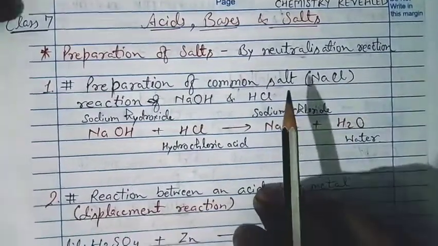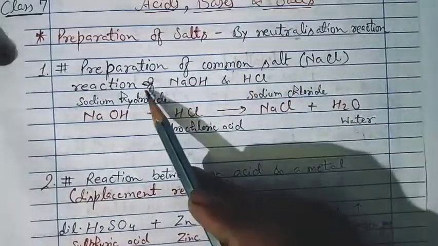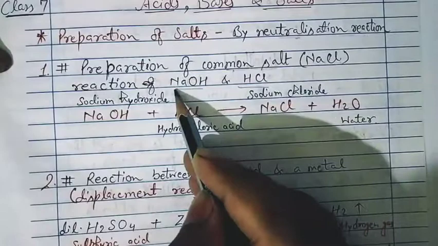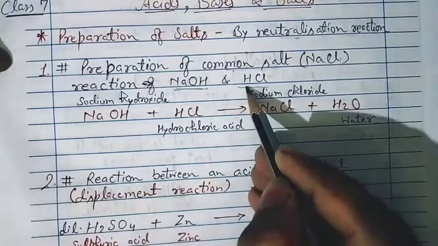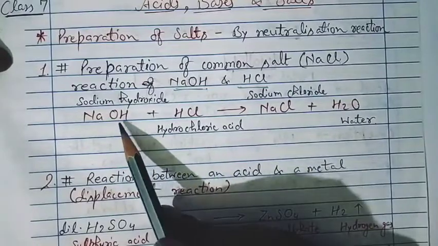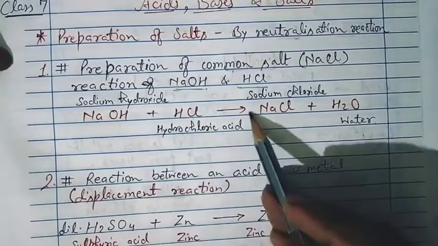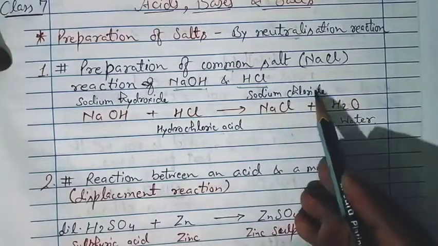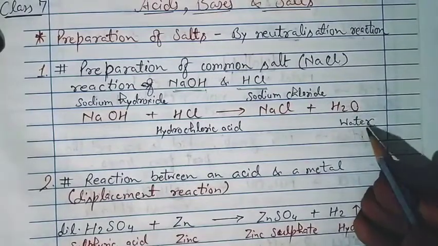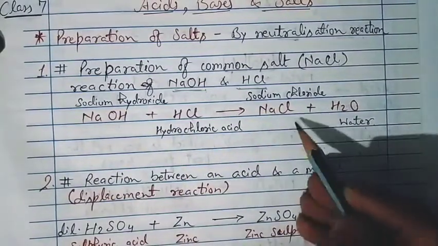The first reaction which we are going to study is the preparation of common salt by reaction of a base and acid. We have taken sodium hydroxide as base and hydrochloric acid as acid. So let's see the reaction. NaOH, base, plus HCl, hydrochloric acid, gives NaCl, that is sodium chloride, or the common name is common salt, plus H2O, that is water. So this is a reaction by which we can prepare a salt.